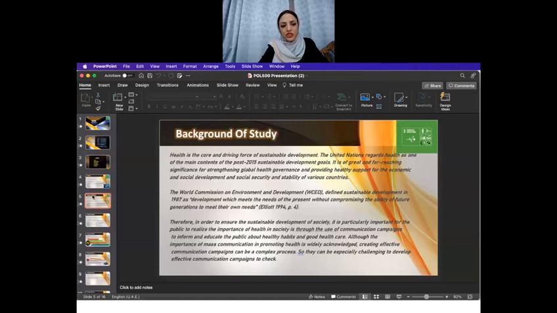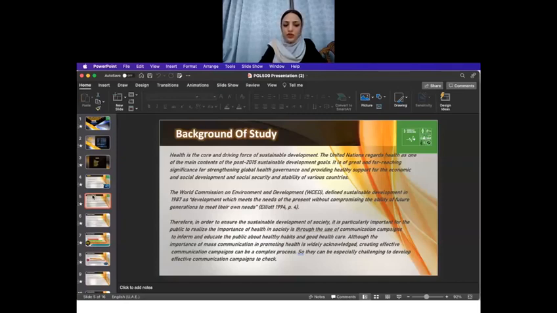The World Commission on Environment and Development, WCED, defined sustainable development in 1987 as development which meets the needs of the present time without compromising the ability of future generations to meet their own needs as well. So both the present and the next generation can benefit from the earth's resources and this sustainable development that we have thus far.